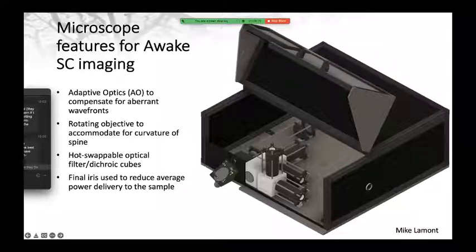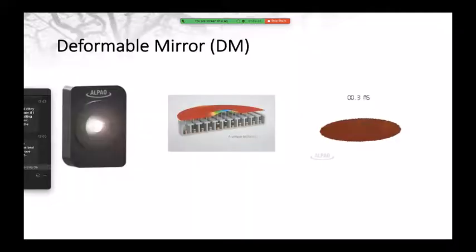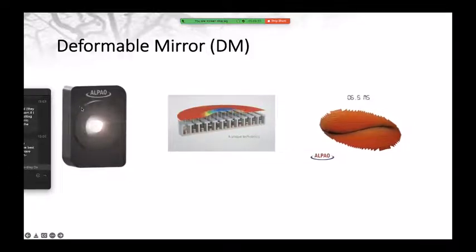All right, so back to my setup. They're hot swappable optical filter and dichroic tubes, and the final iris is used to reduce the average power delivery over the sample. So the deformable mirror, I think most people know what a deformable mirror is. Basically, there are little actuators behind a polished silver sheet, and these can bend the mirror to the desired configuration in order to compensate for different wavefronts.